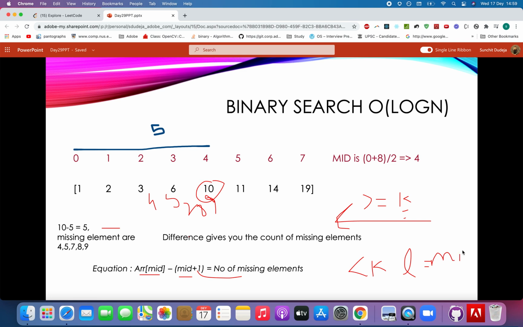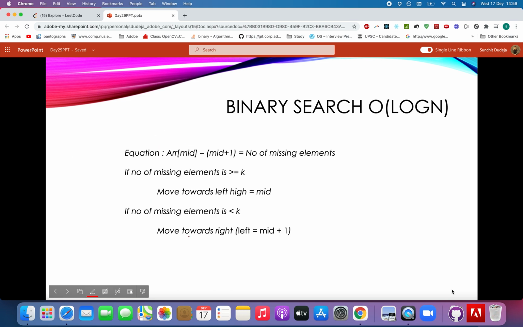Standard way of writing the binary search approach. Exactly, I have restated it here. Let's calculate the number of missing elements at each index. If the number of missing elements is greater than or equal to k, we move towards the left because we are too much on the right side, and hence high turns out to be equal to mid. If we are too much on the left side, that means the number of missing elements is less, then we move towards the right, and left becomes equal to mid plus 1.